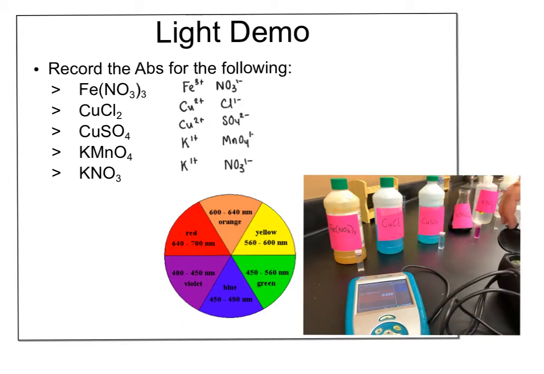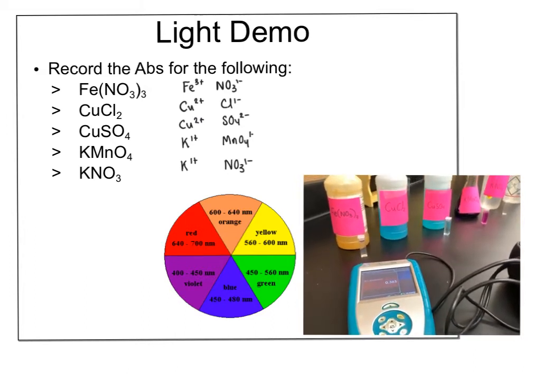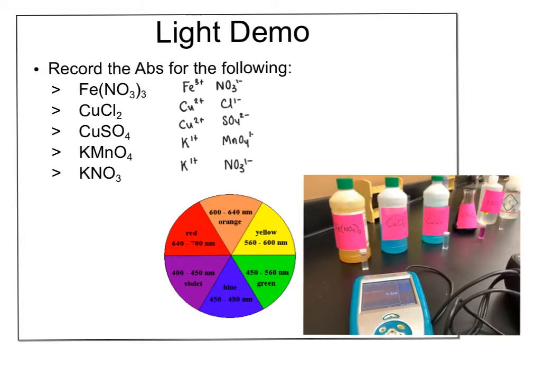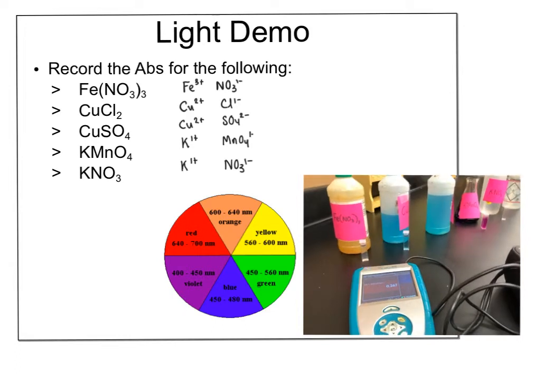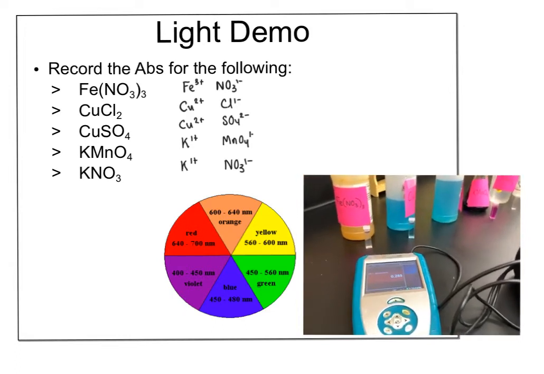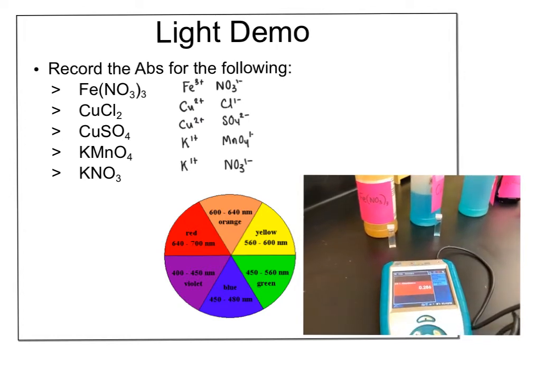Let's see the copper 2 chloride, put that in, you can record the absorbance. 0.36364. Same color, so I don't need to calibrate again for copper sulfate because this is blue. Copper 2 sulfate is also blue. 0.286.